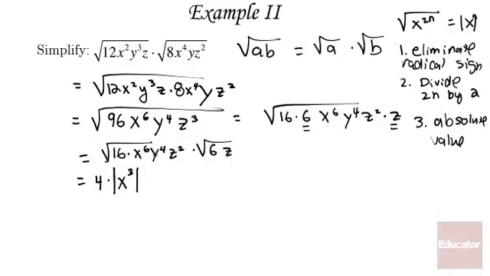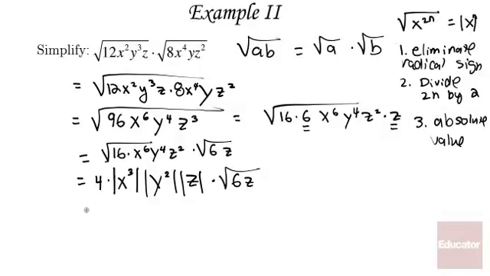Okay, so now I have y to the fourth. Eliminate the radical. Divide 4 by 2. That's going to give me y squared. And then use the absolute value. For z, I have z squared. I'm going to eliminate the radical. Divide 2 by 2 to get 1. And then take the absolute value of that. And I can't do anything further with this radical 6z because it's already in simplest form.